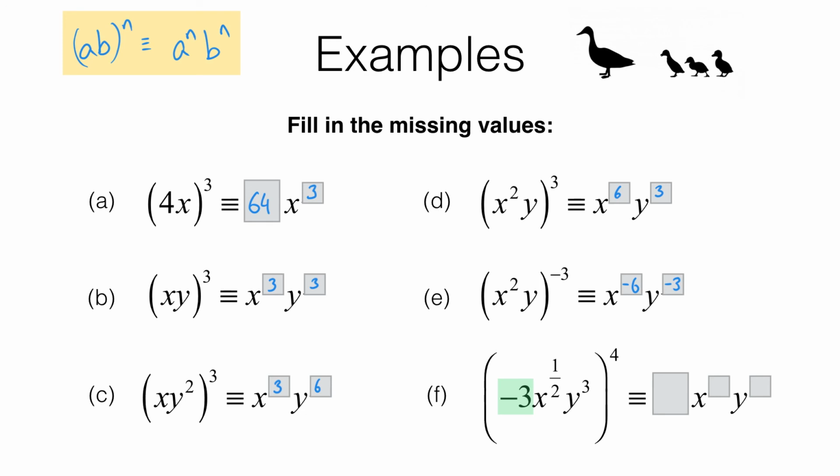Negative 3 to the power of 4 is 81. Next, let's look at raising x to the half to the power of 4. That's simply x to the power of 2. A half multiplied by 4 is 2. And finally, we've got y cubed raised to the power of 4, which is y to the power of 12. 3 times 4 is 12. So altogether, negative 3x to the power of a half, y cubed, all raised to the power of 4, is 81x squared y to the power of 12.